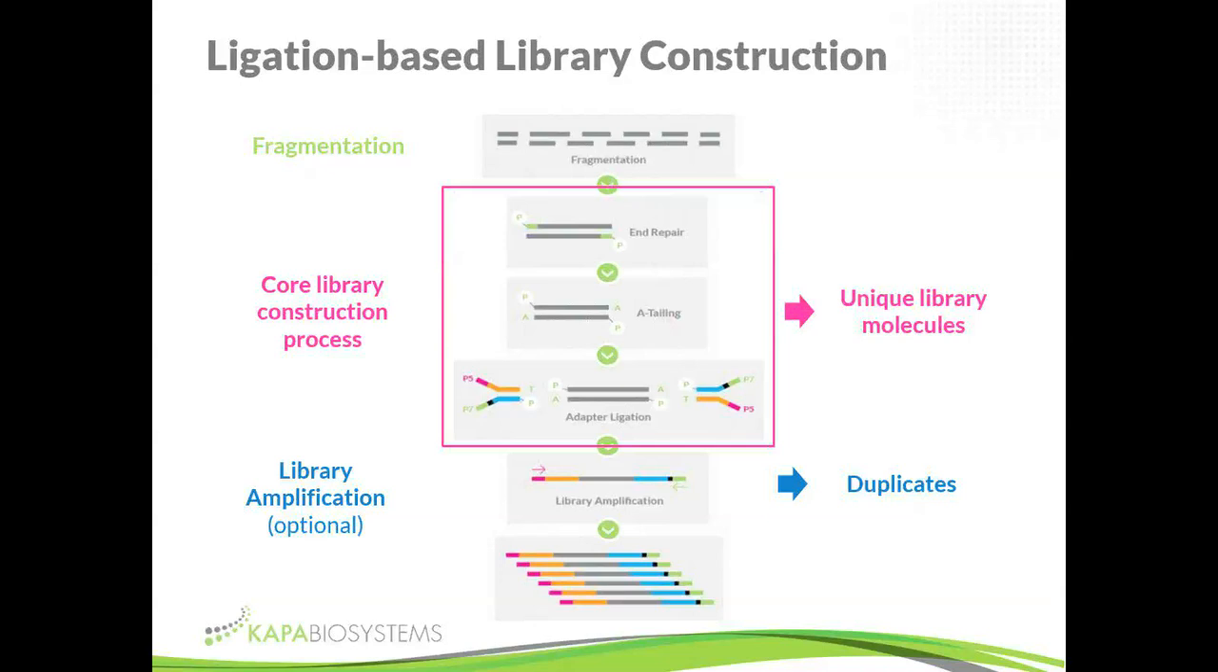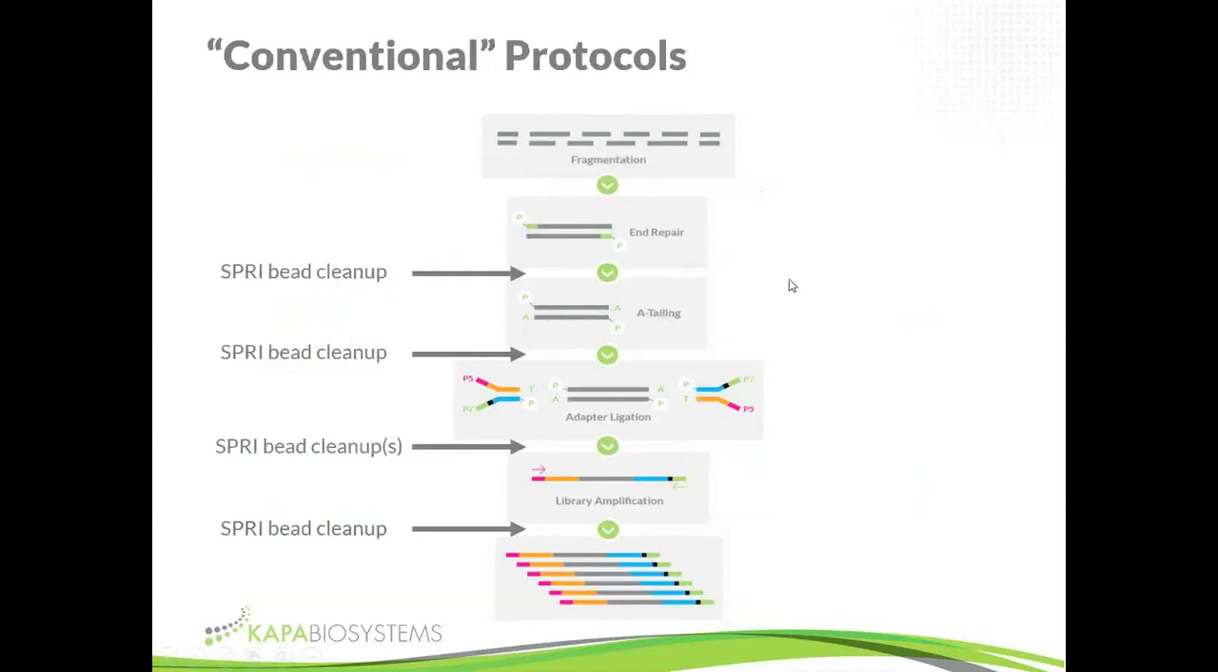it's a little bit more complicated than just enzymatic steps. There are two types of ligation-based protocols out there, broadly what we call conventional protocols and streamlined protocols. Conventional protocols have a SPRI bead cleanup between every enzymatic step. We're using paramagnetic beads in a specific solution that allows us to bind DNA of certain fragment sizes to the beads and then wash everything else away.